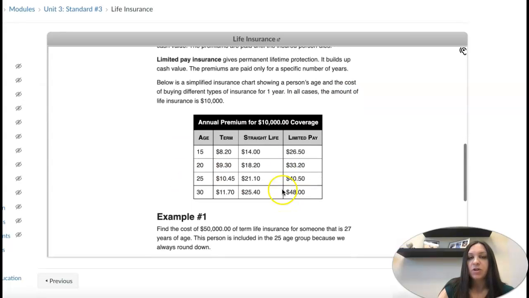So we're going to look at some charts. It's usually for $10,000 coverage, and then we're just going to multiply if we want that higher. And then it's based on age. And as you get older, the cost gets more, because as you get older, sadly enough, you're more likely to die.